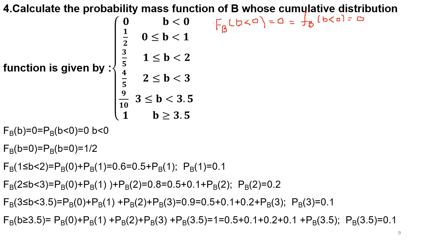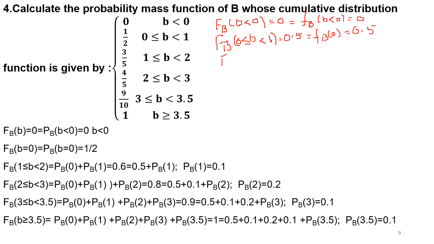So probability mass function will be equal to CDF. And second data, using the second data, fb of B value greater than or equal to 0 but less than 1, this is given as 0.5. This is the fb of 0. So that is equal to 0.5.